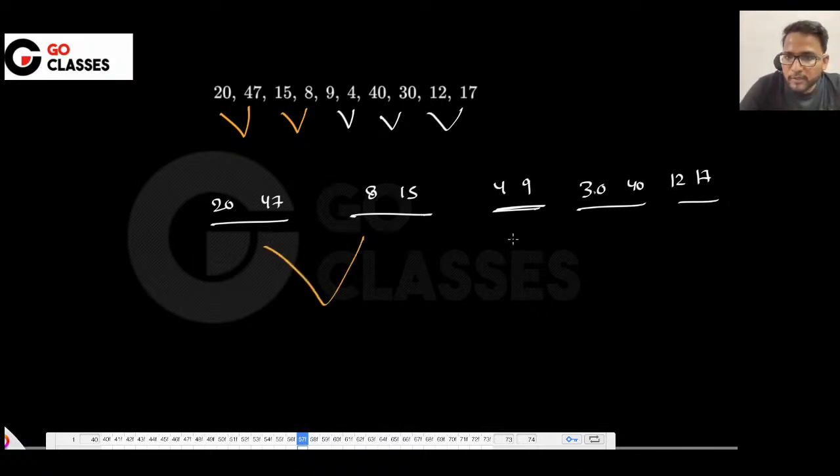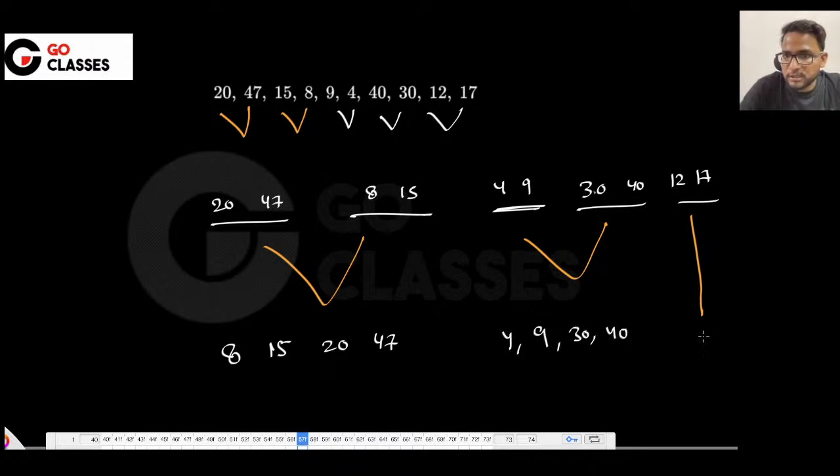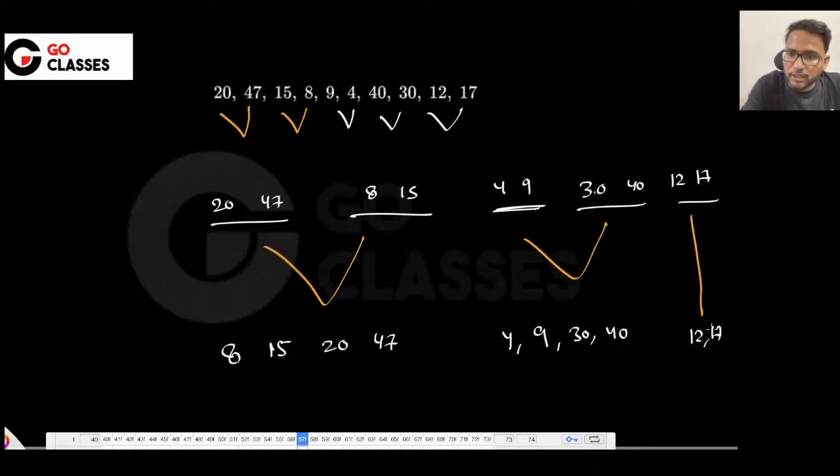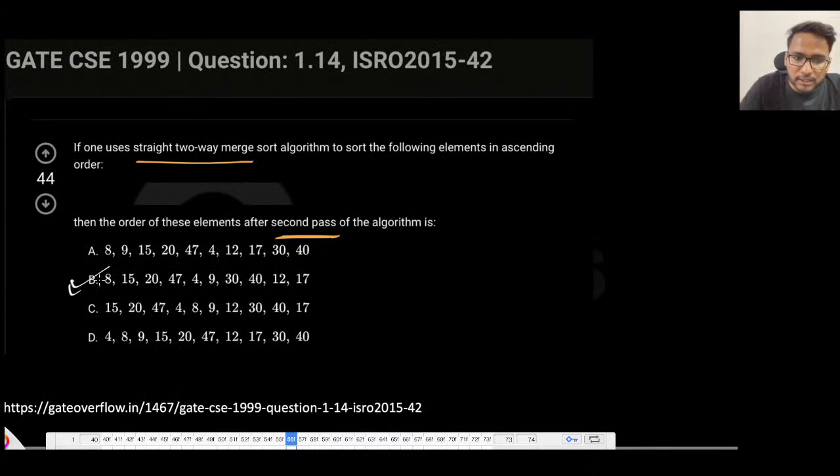Now you will be merging these two, and this you can write as it is. If you merge these two, you can just use a merge procedure, write the minimum here, or write the sorted sequence directly: 8 15 20 47, 4 9 30 40, and 12 17. Yeah, I think B is the correct answer, right?